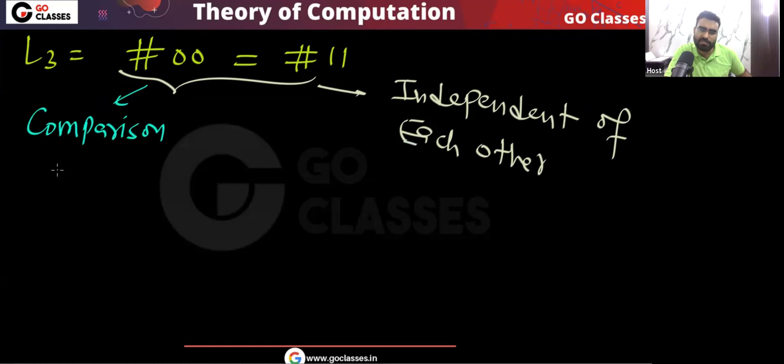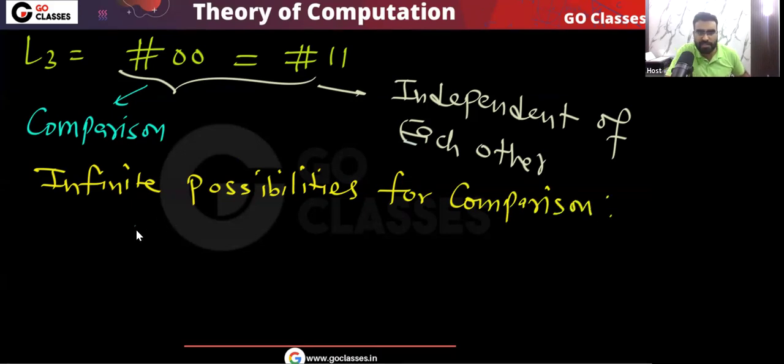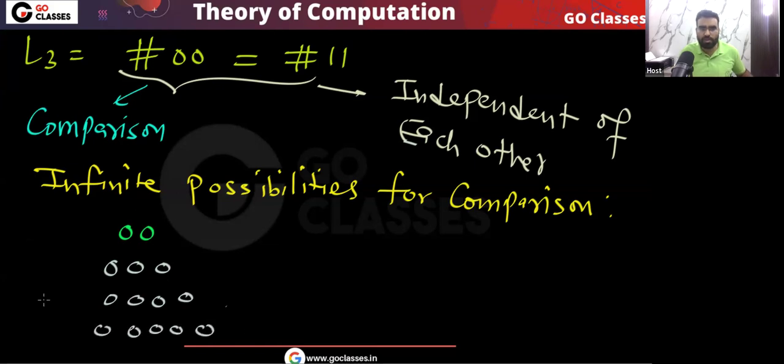Let me create infinite possibilities for comparison. What are those? I have to remember how many 00 I have seen. For example, I can have double zero, here one double zero, here two occurrences of double zero, here three occurrences, four occurrences, and so on. Yes or no? Is this clear? Please tell me. So you can notice that these are the infinite possibilities, and I have to remember.